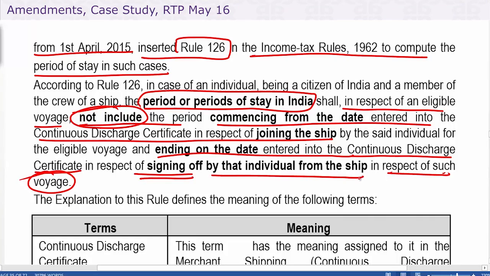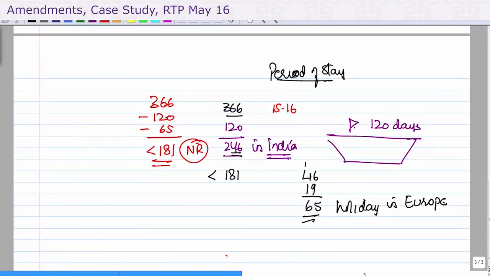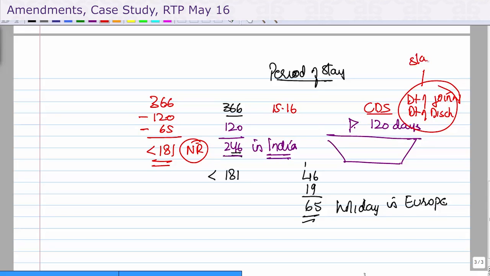So ultimately, when we look at the period of stay for these people, the continuous discharge certificate from the date of joining till the date of discharge, this period is stay outside India.